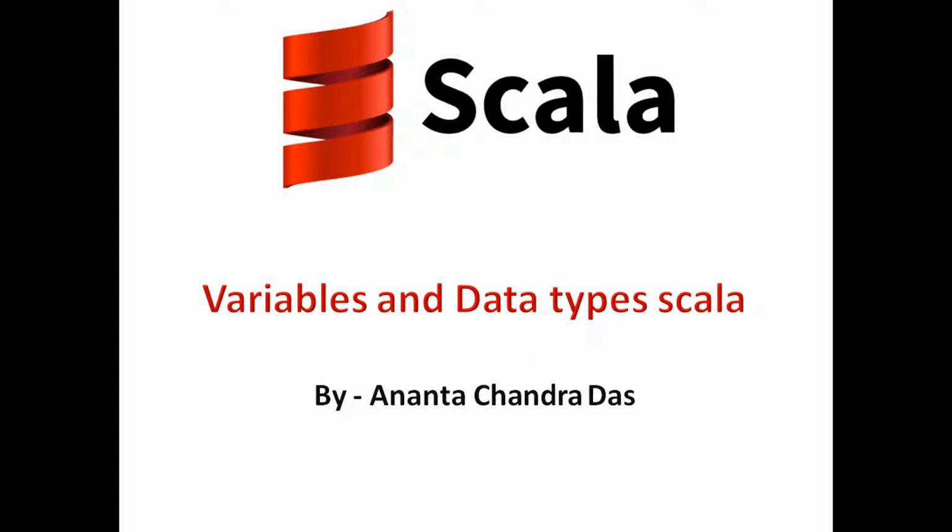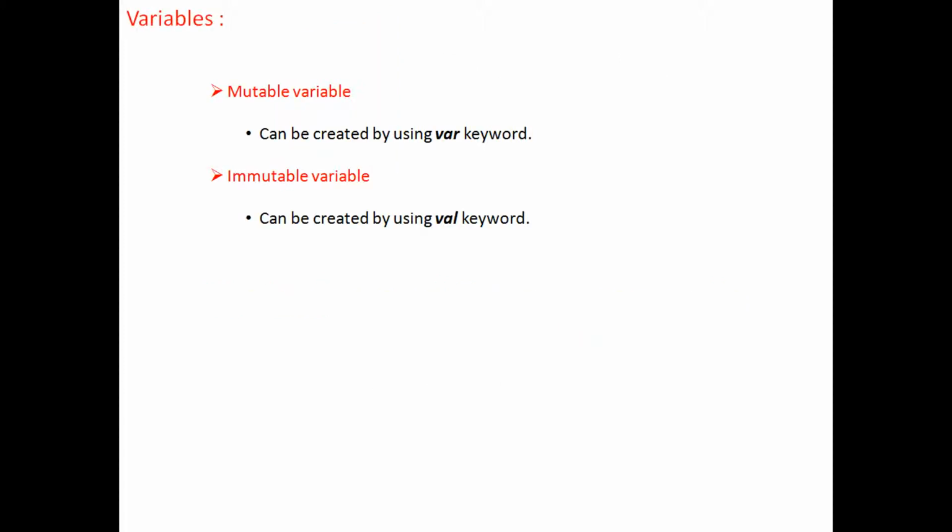Hello everyone. In this tutorial, I am going to tell you about variable and data types in Scala. So let's talk about the variables in Scala. In general, a variable is a name to represent a memory location. By using that name, you can access the value of that memory location.